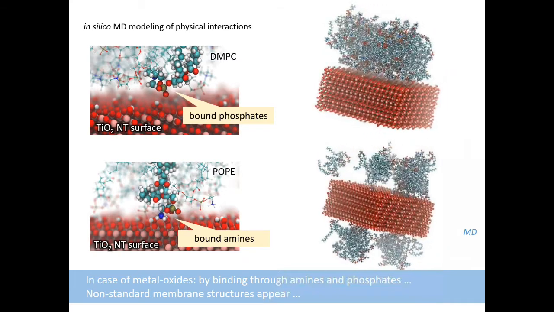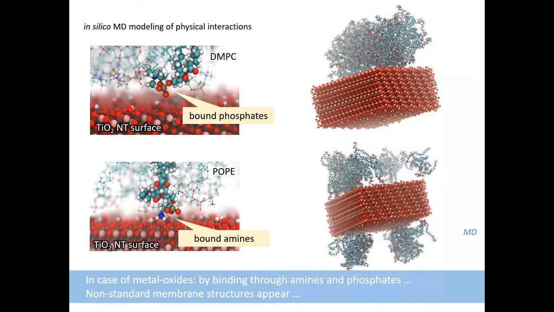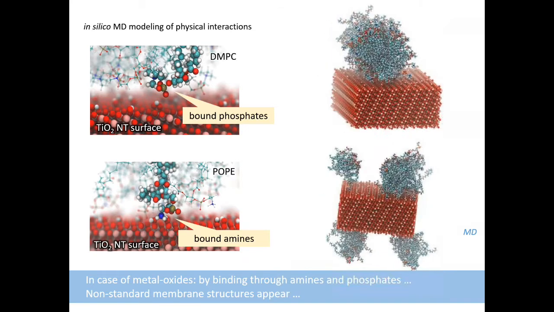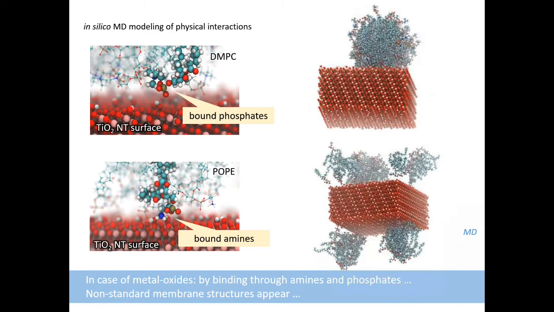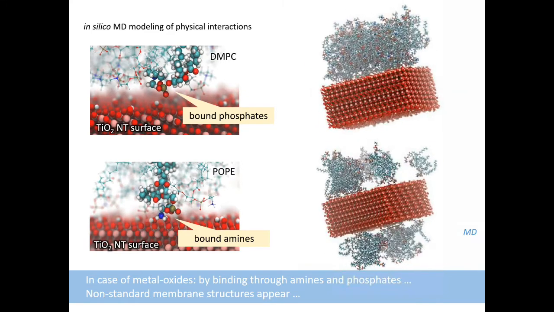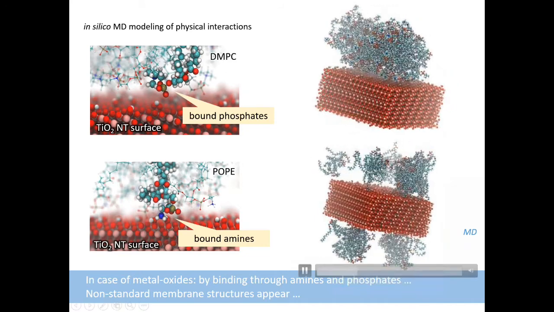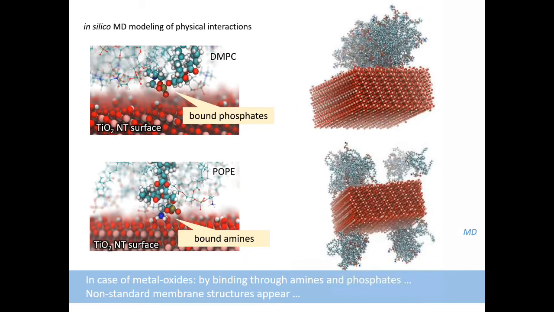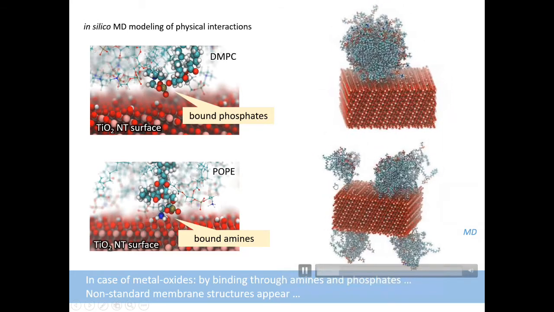Both of them can make an anchoring point for the membranes, and this is the driving force for what Nick was explaining before. It can drive at least partial wrapping, if not full wrapping. So we have at least local contact between the lipids of the membranes and the metal oxide surface.